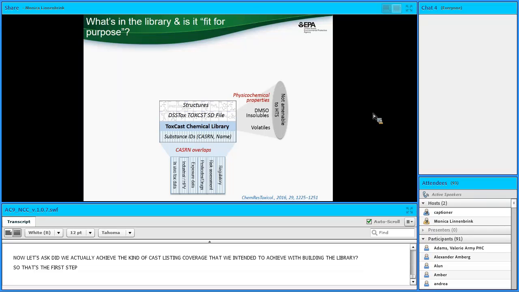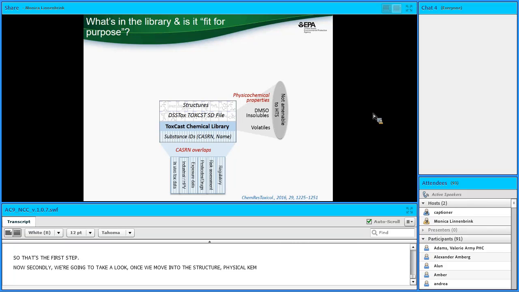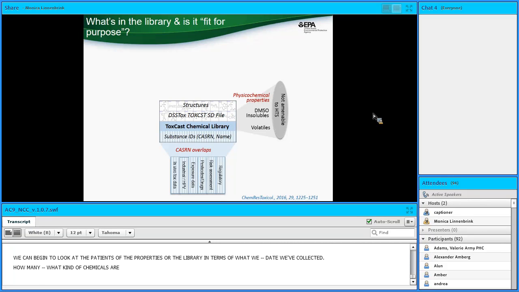Secondly, we're going to take a look, once we move into the structure, physical chemistry realm, and we can compute physical chemistry properties, we can begin to look at some of the limitations of the properties or the library in terms of what data we've collected, how many, what kind of chemicals are DMSO insolubles and volatiles, and can we begin to characterize those sets of chemicals that we were not able to test that begin to define the boundaries of the library.